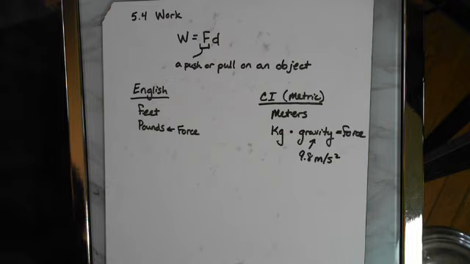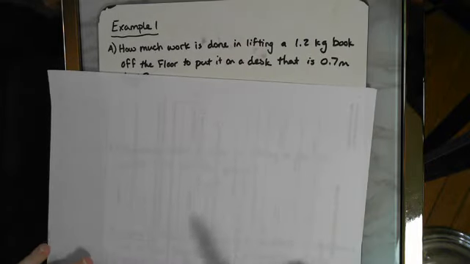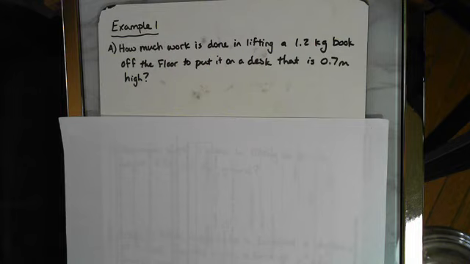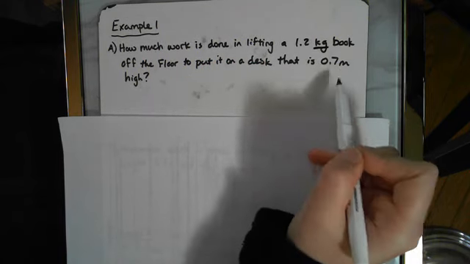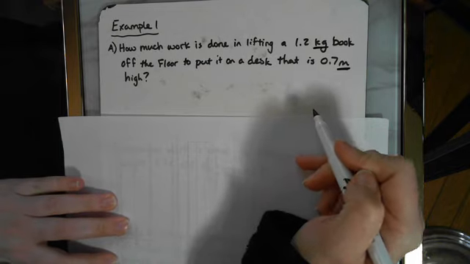So let's take a look at a basic example of this. Example 1 said, how much work is done in lifting a 1.2 kilogram book off the floor to put it on a desk that is 0.7 meters high? So the first thing I'm going to do is look at this and try and decide if they're working in metric or English. And I notice that we have kilograms here and we have meters here. So that means we're working in metric.